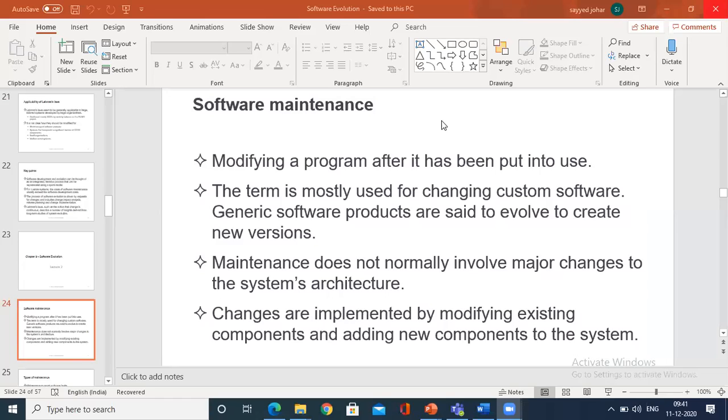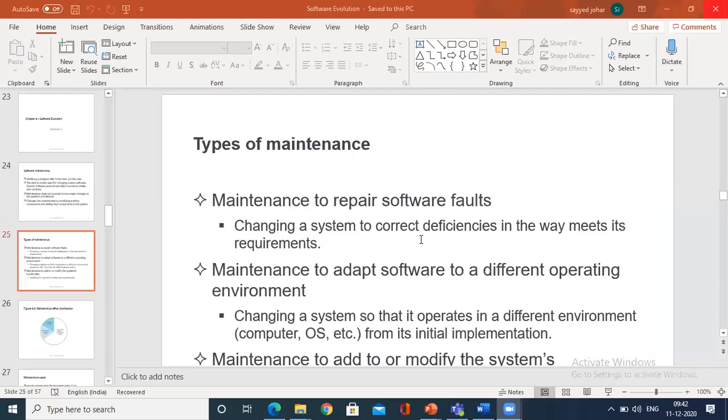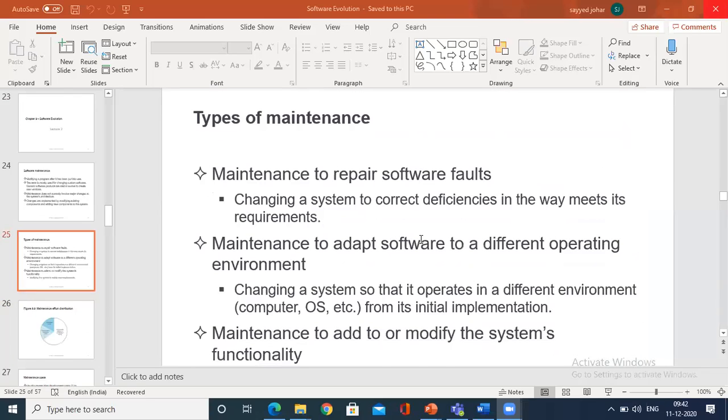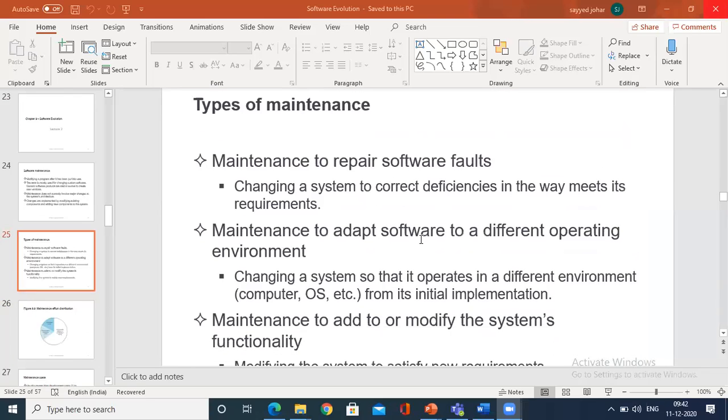So there are three different types of software maintenance. Okay, let me go to the point directly. There are three types of software maintenance: fault repair, environmental adaptation, and functional addition. So let us see, we have three types of maintenance.